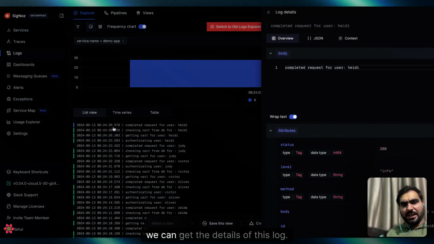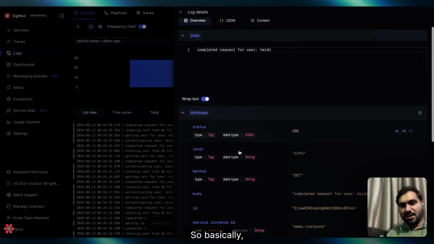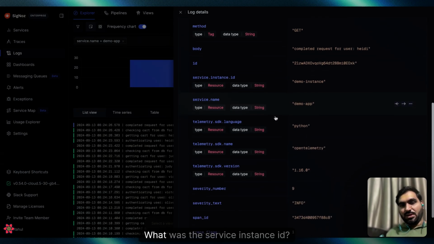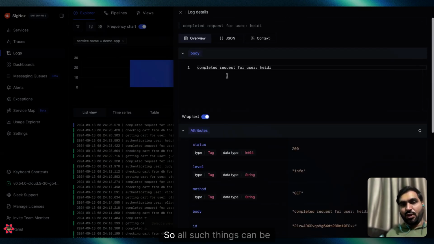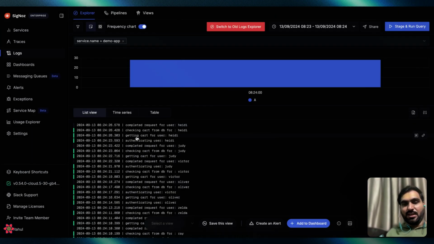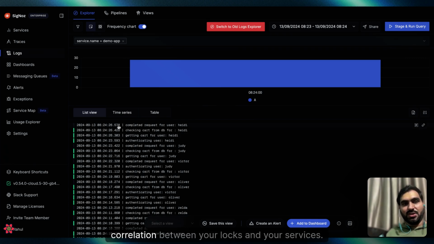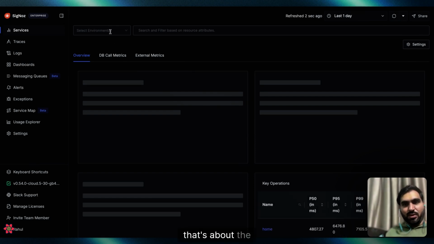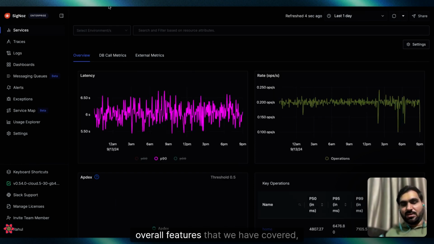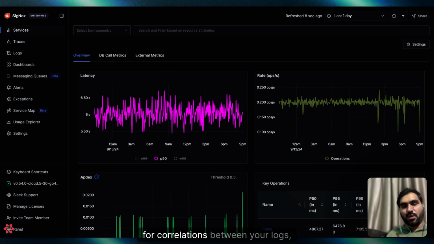Again, we can get the details of this log. What was the service name? What was the service instance ID? What happened with this particular service? All such things can be checked out. So this is a new feature we have built so that someone can make a correlation between your logs and your services. So that's about the overall features that we have covered for correlations between your logs, metrics, and traces.